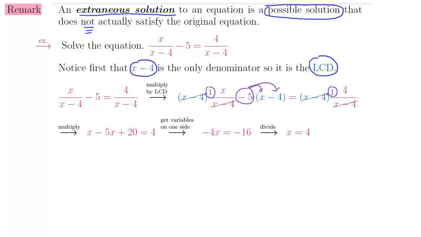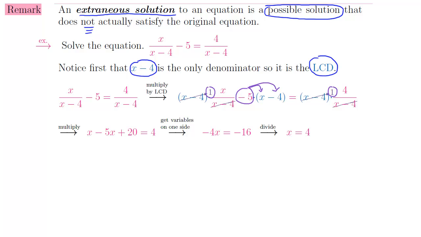When all the dust settles here, we have a 1x left over from the first term. We have a negative 5 times x and a negative 5 times negative 4, leaving us with negative 5x plus 20. And then finally on the right side, 1 times 4 leaves us with 4. At this point, we can collect our like terms and get the numbers on one side. This is a linear equation, and we've been solving these forever. So in the end, we end up with x equals 4. Now, you may be tempted to circle this. You may think this is the final answer.